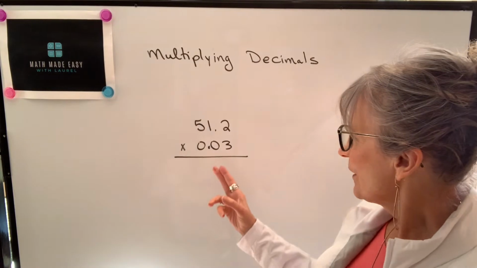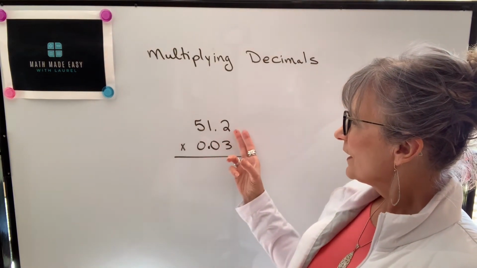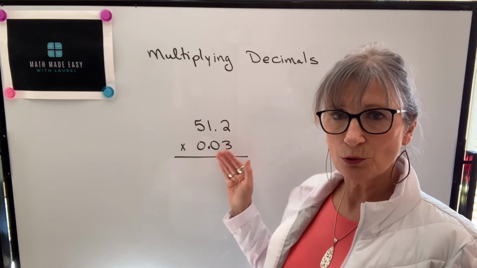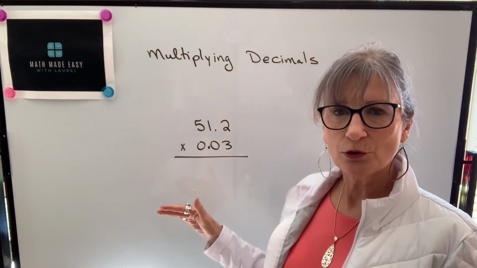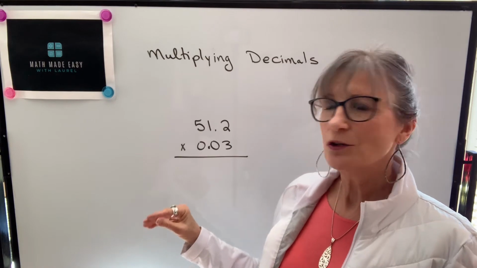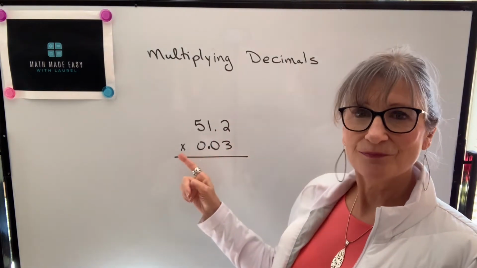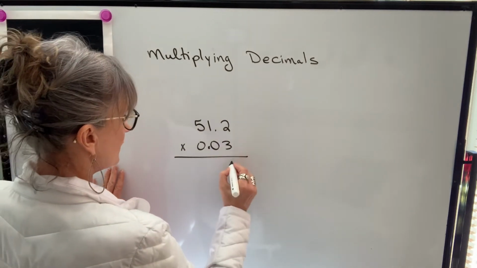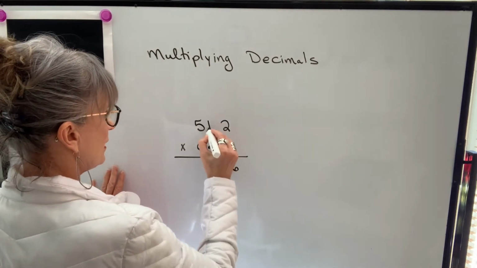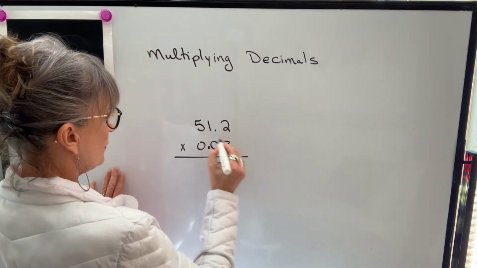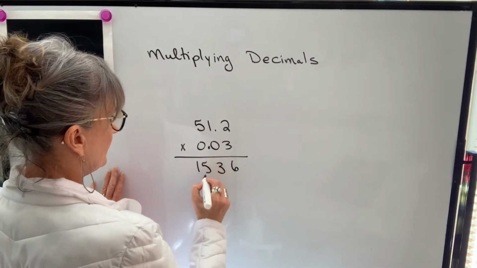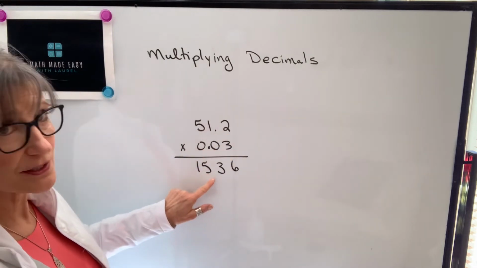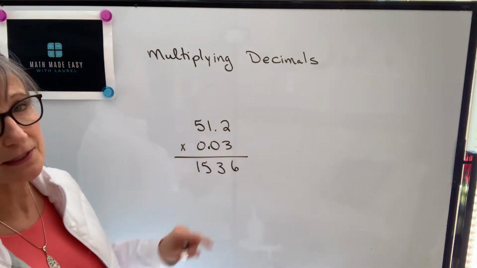So in our first example, I'm going to multiply this as if it's a 512 times 3. I'm just going to go through, do the multiplication the way I normally do, and then at the very end, we will then take a look at our decimals. So I start multiplying. 3 times 2 is 6, 3 times 1 is 3, 3 times 5 is 15. If I was multiplying 512 times 3, my answer would be 1,536.